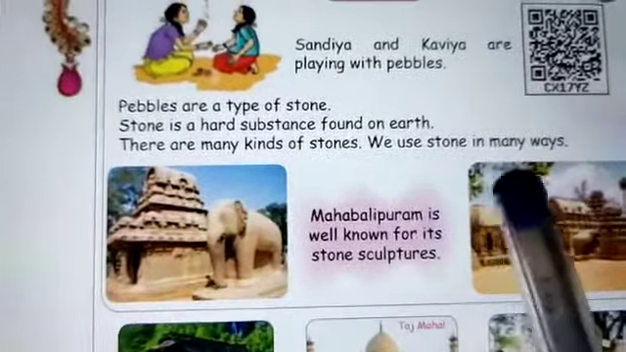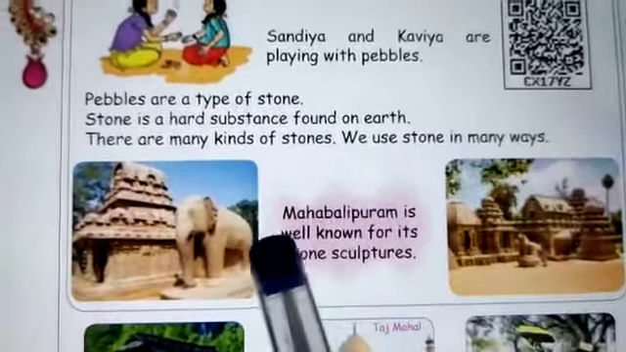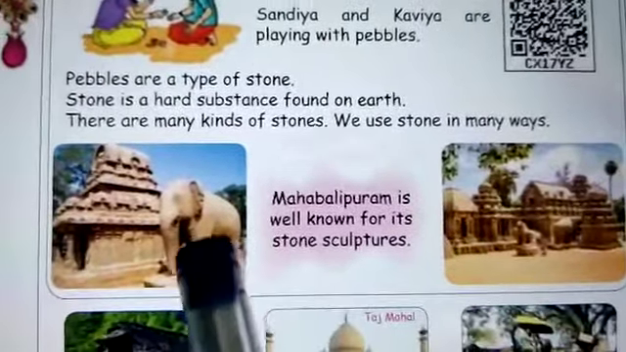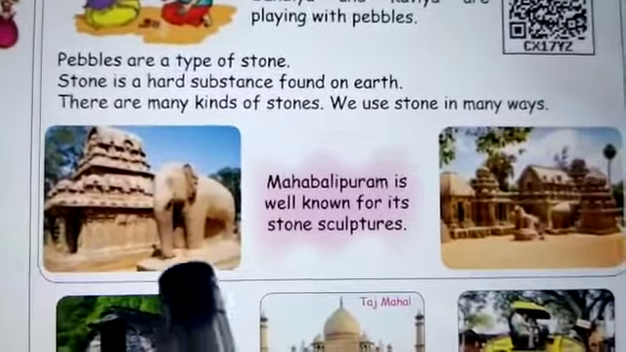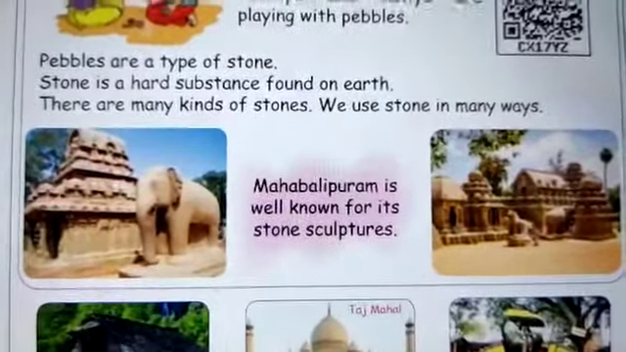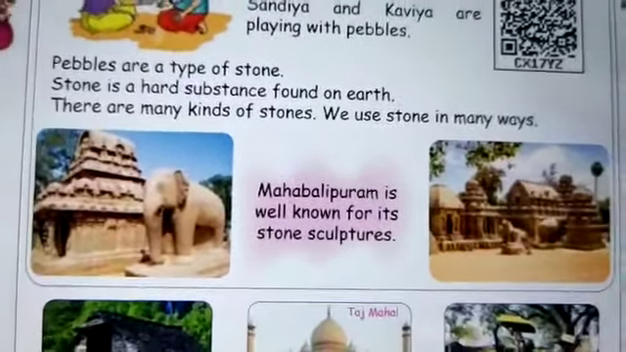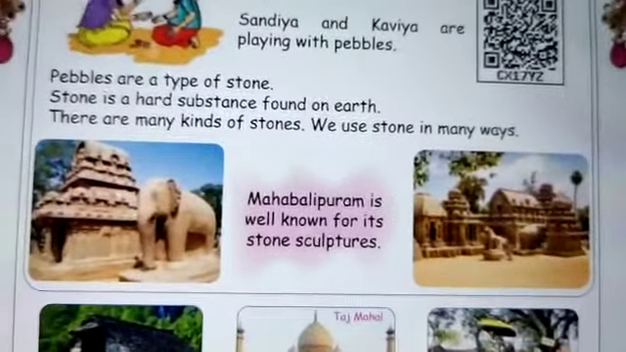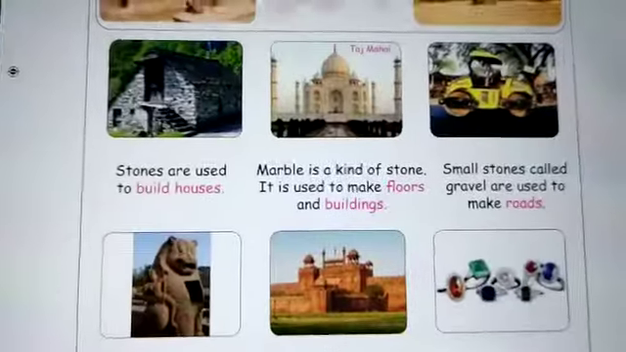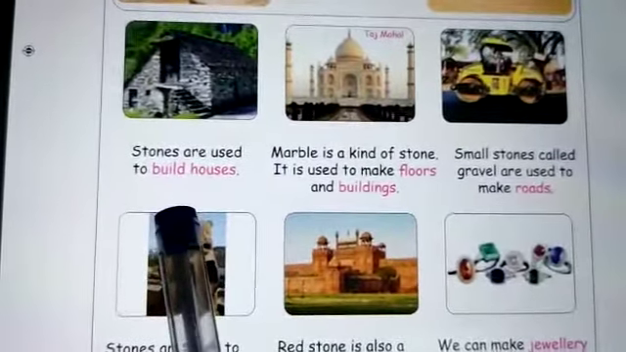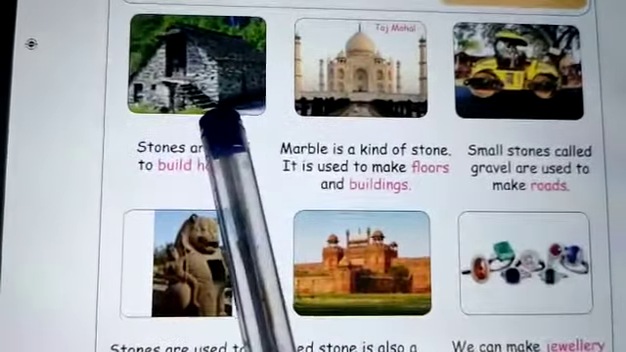See, this is the Mahabalipuram temple. Mahabalipuram is well known for its stone sculptures. Sculptures are very famous in Mahabalipuram. You should go there at least once and enjoy the sculptures. Okay, kids? See, what are the uses of stones? Stones are used to build houses. We are building houses using stones.